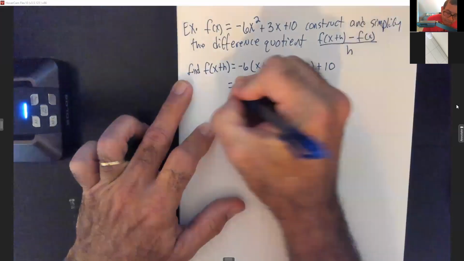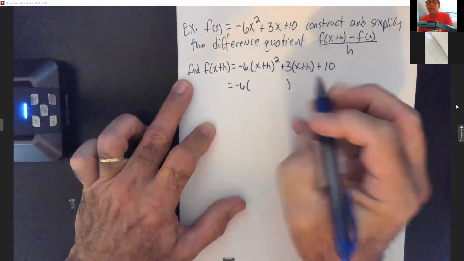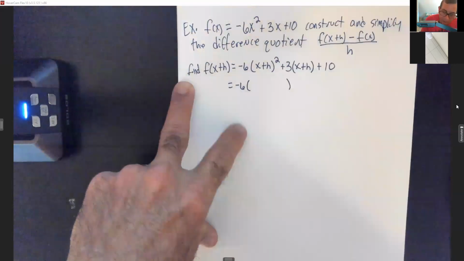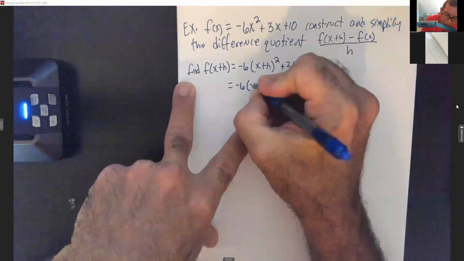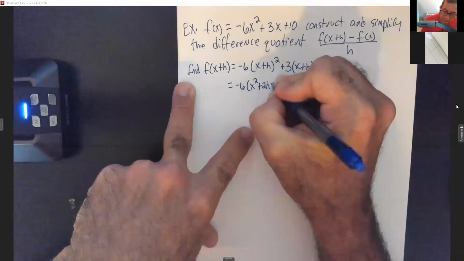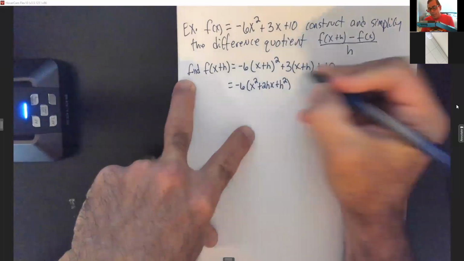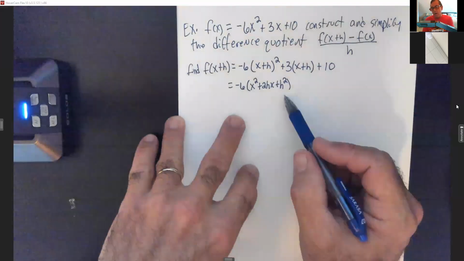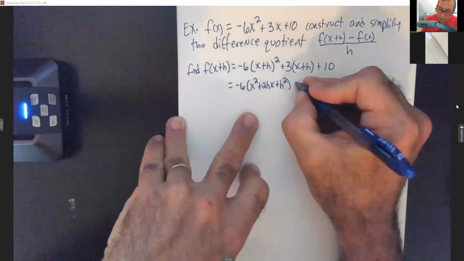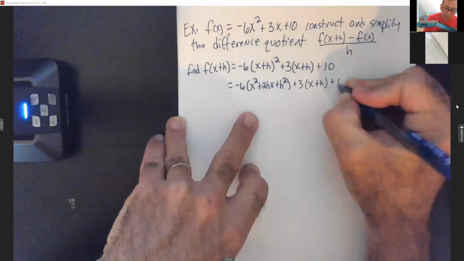Now, we know what x plus h squared is because we just did that on the last problem. So the x plus h squared gave us an x squared plus 2hx plus h squared. So y'all, since you foiled that on the last problem, just bring it down, okay? And then I'm going to bring down the 3 times the x plus h plus my 10.